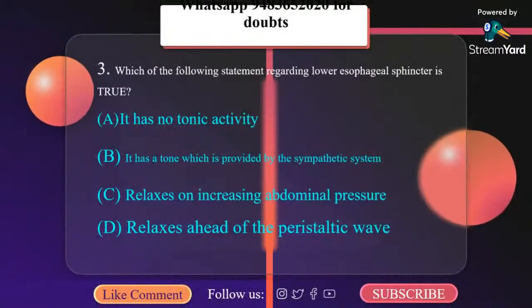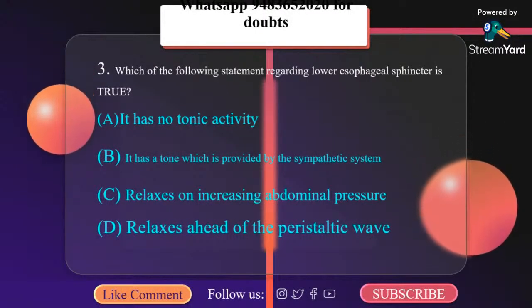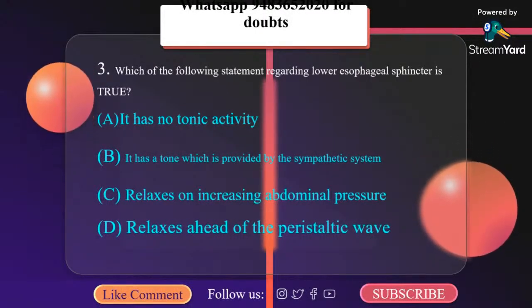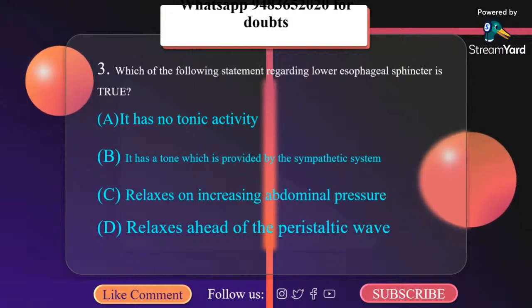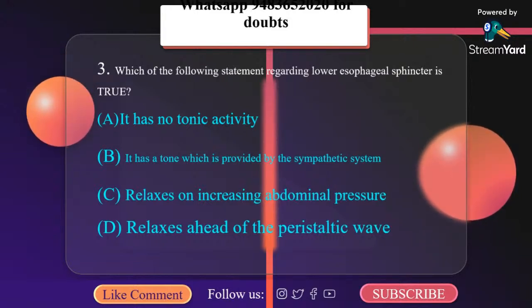Which of the following statements regarding lower esophageal sphincter is true? A. It has no tonic activity. B. It has a tone which is provided by sympathetic system. C. It relaxes on increased abdominal pressure. D. It relaxes ahead of peristaltic wave.